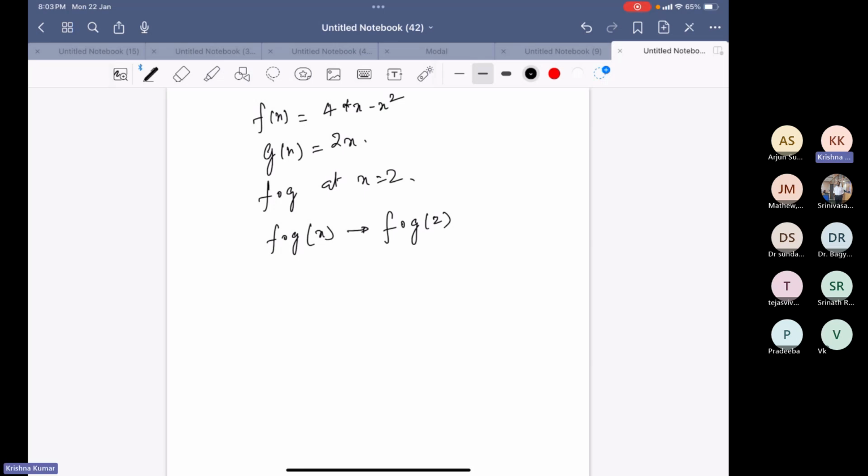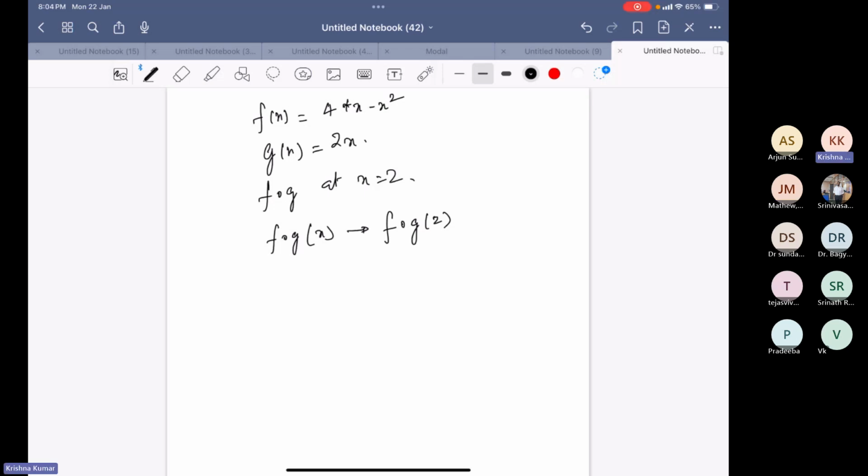So x takes the value 2. Yeah. 16. Is it 16? 8. 8. Minus 8. Negative 8.